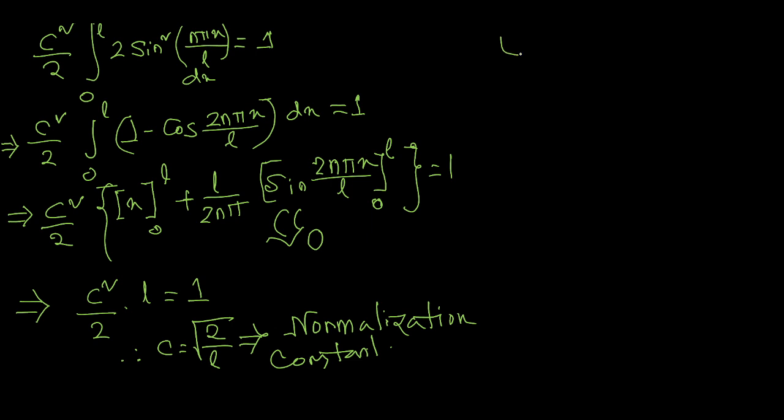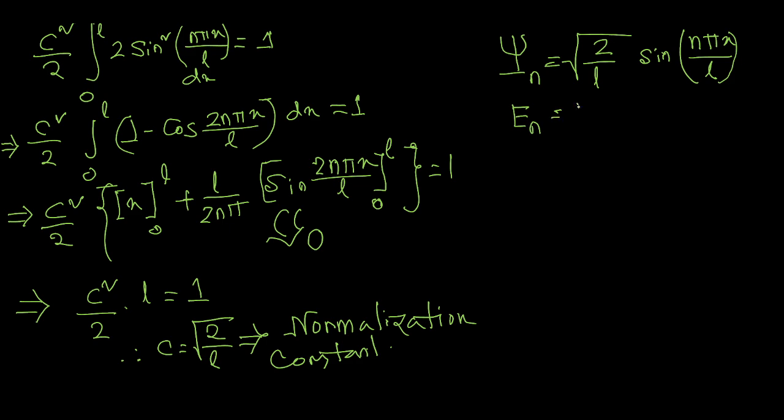The expression of psi in a particle in a box problem, for quantum number n, is root over 2 by L sin(nπx/L). And the corresponding energy will be n square h square over 8 m L square. Now n should start from 1 to infinity.